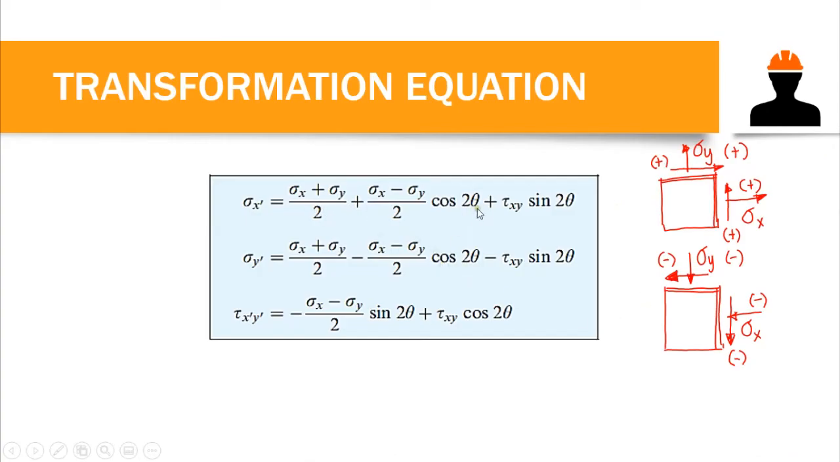Now, for the angle theta, if we have a counterclockwise rotation, we have a positive angle, or positive theta. But if you have a clockwise direction, that is negative theta. That would be the orientation if you use this formula here. But we have a different sign convention if we use Mohr's circle in solving for our transformed stresses. But if we want to use this formula, then you have to observe these sign conventions.